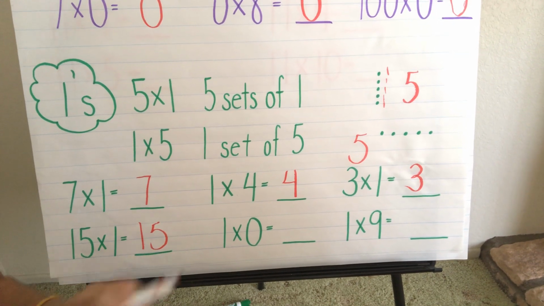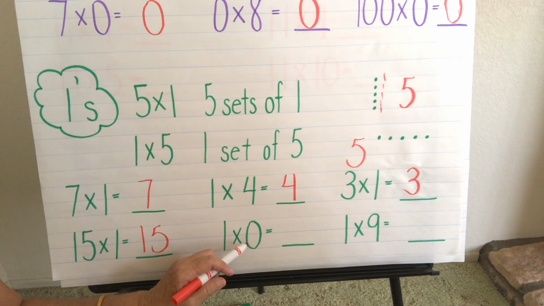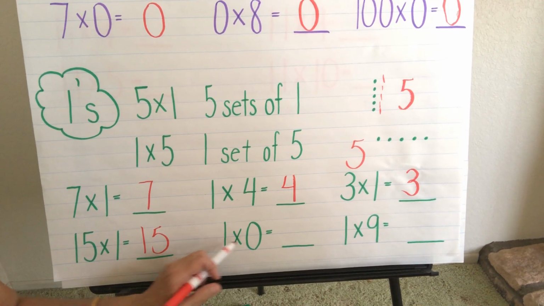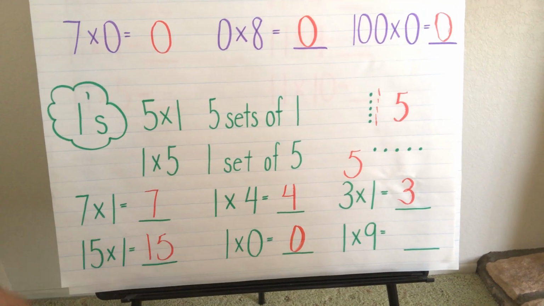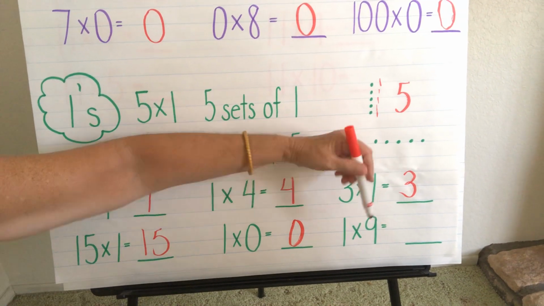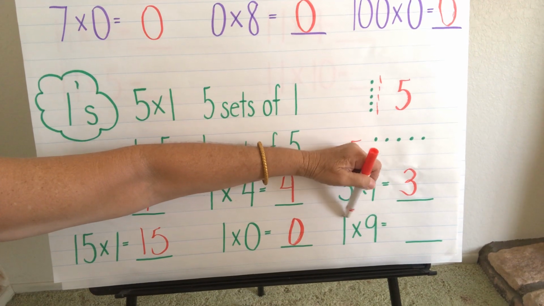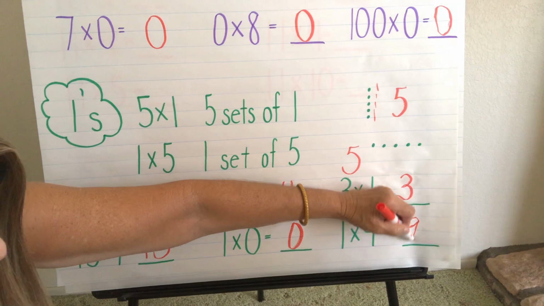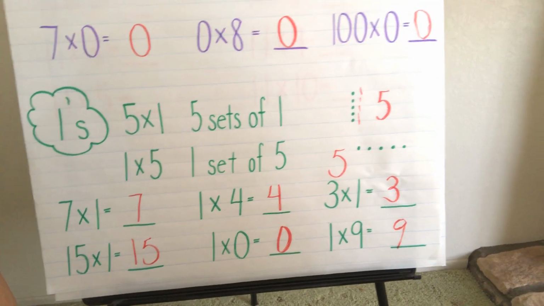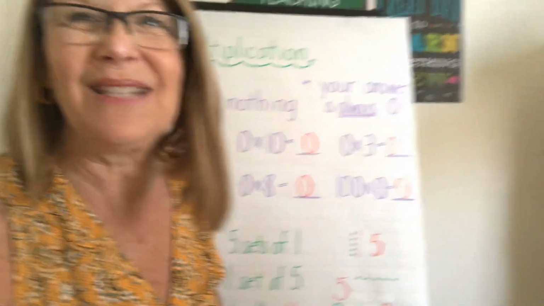Now here's a tricky one. We know the rule for 0. Anytime we multiply by 0, our answer is always what, friends? 0. Here's 1 times 9, one set of 9. My answer is just going to be 9. So you can practice with that one as well.